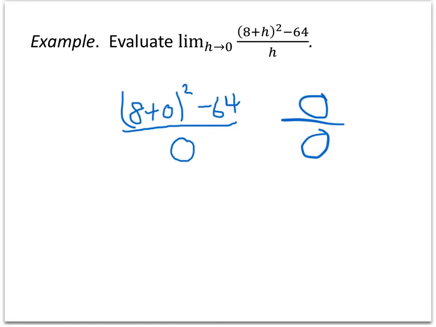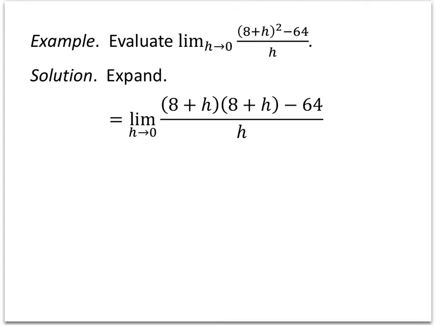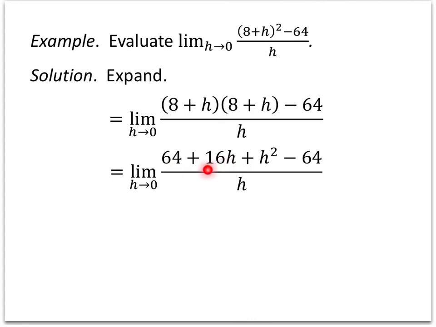Well, this time, we actually could factor, and if you want to, try it on your own. But what I'm going to do instead is, because I have this square here, it's really begging to be expanded. So 8 plus h quantity squared means I'm going to take 8 plus h times 8 plus h. If we expand that, the first would give us 64, outer would give us 8h, inner would give us another 8h, for a total of 16h, and then the last would give us h squared. So let's just expand out: 64 plus 16h plus h squared minus 64.